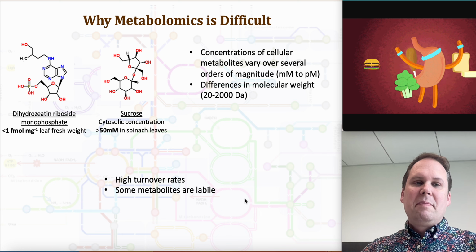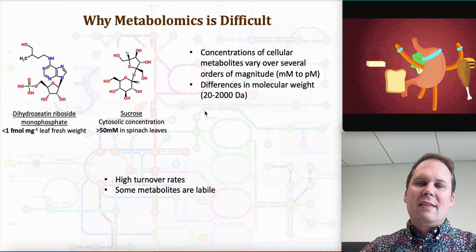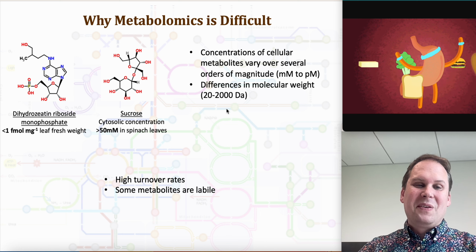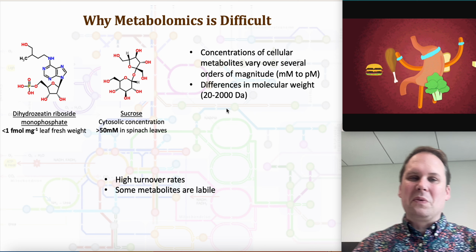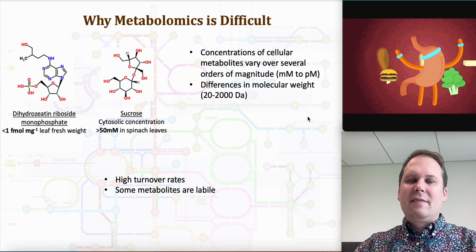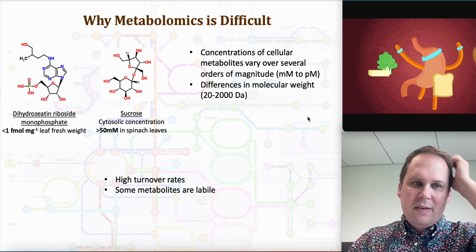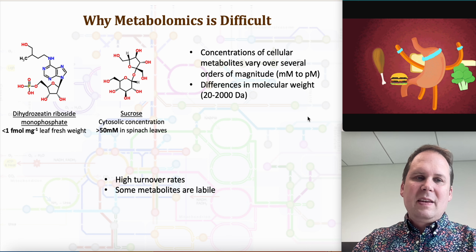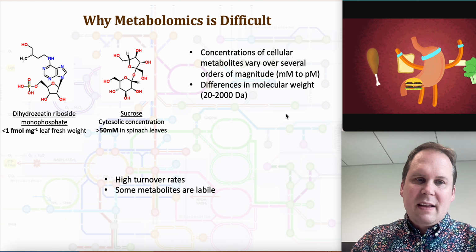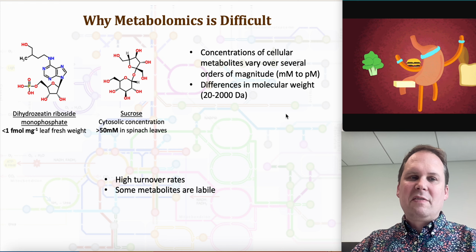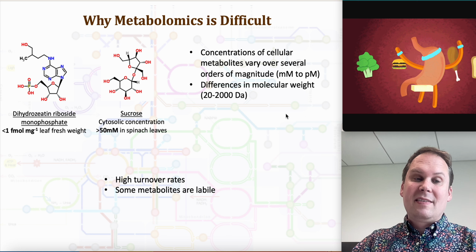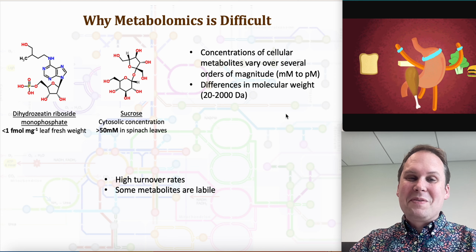There are also giant differences in molecular weight. Little 20 Dalton things might be interesting, as will 2 kilodalton giant molecules. And some of them are really common, some of them are really rare, and rarity doesn't mean it's less important. It just means you probably need less of it in order to do something. Enzyme cofactors, for example, are totally essential for the activity of the enzyme, and you're not going to have a lot of them hanging around. But the ones that are there are going to do some work.